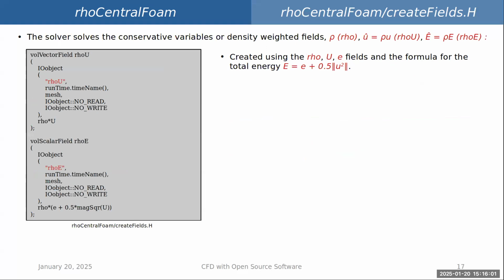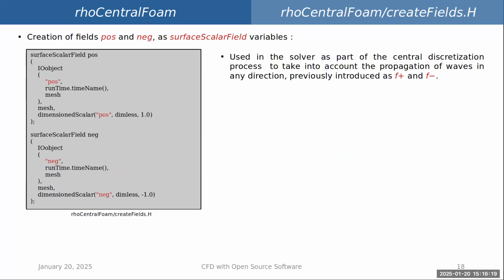Then the solver solves the governing equations for the conservative, or density-weighted, fields. So we declare those variables by multiplying the fields with the density, and the total energy is also declared using this formula here. In order to interpolate in both directions, as I mentioned sooner, we create two surface scalar field variables, pos and neg, and we declare them simply as uniform 1 and -1 dimensionless scalars. They will be useful for the interpolation in both directions.